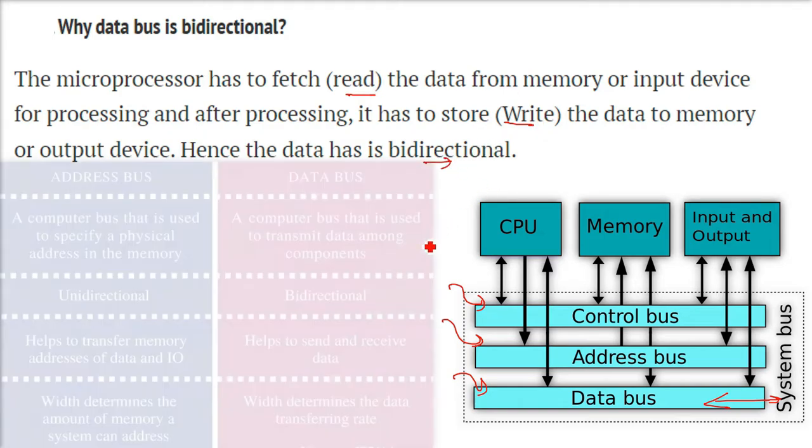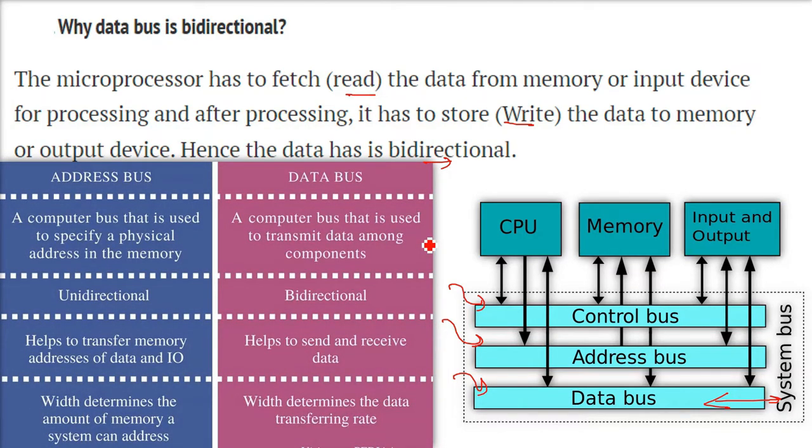So for the address bus and data bus, let us understand the difference between them. Address buses, basically they are wires, a computer bus. The address bus is used to specify a physical address in the memory. While the data bus is also a computer bus that is used to transmit data among the components.